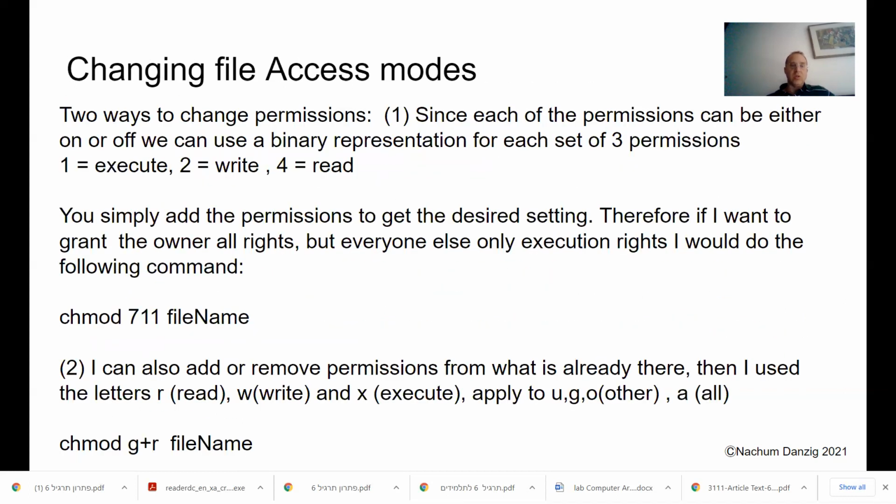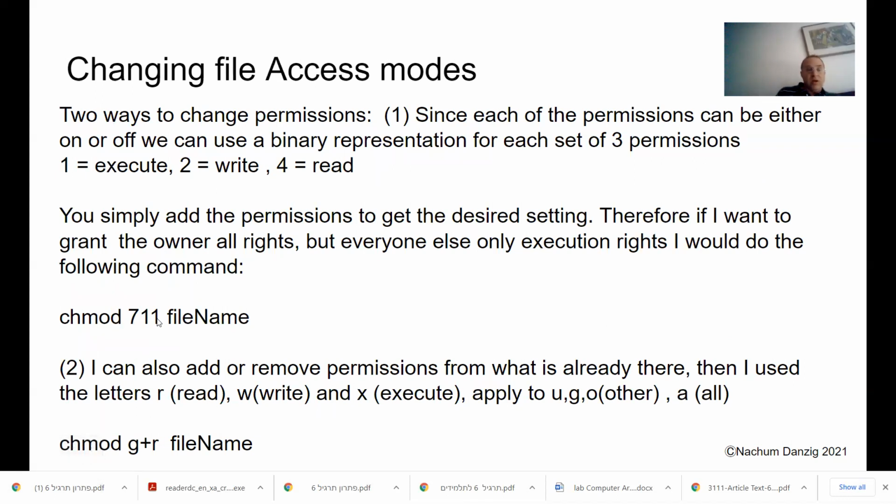File access modes. We talked about this. Read, write, execute. Seven means all three of them, means owner can read, write, and execute. Everybody else has just got one, which means just execute. So you can change mode. Execute means that you can run the file.